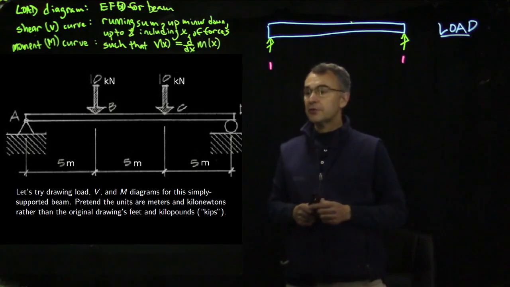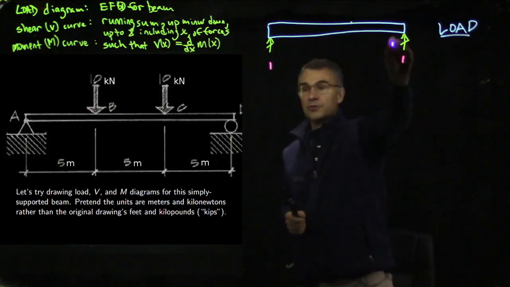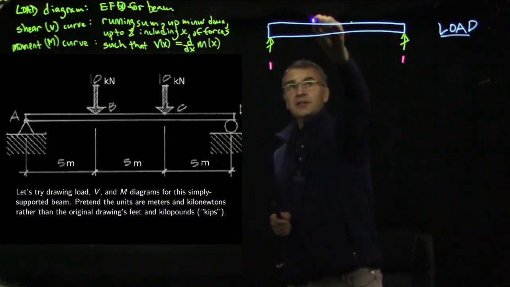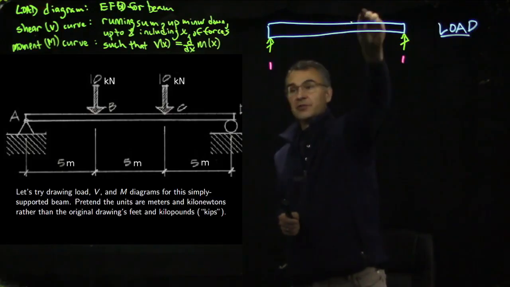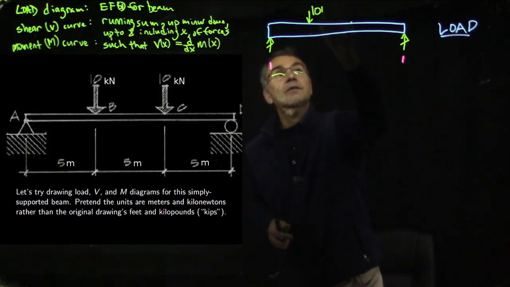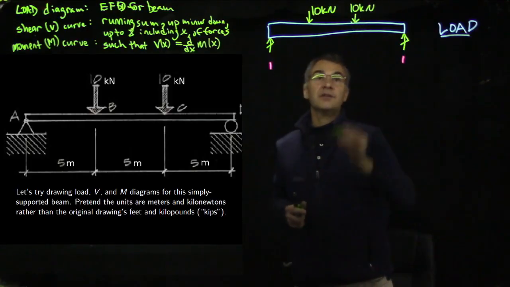Okay, let's try drawing the load, the shear, and the moment diagrams for this simply supported beam. So it has a pin support on the left side. It has a roller support on the right side. It is 15 meters long, and there's a 10 kilonewton load 1/3 of the way across, and there's another 10 kilonewton load 2/3 of the way across. So this is 10,000 newtons. This is 10,000 newtons. And then these are placed symmetrically.